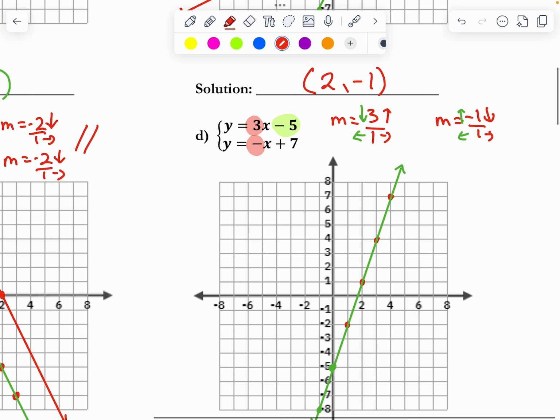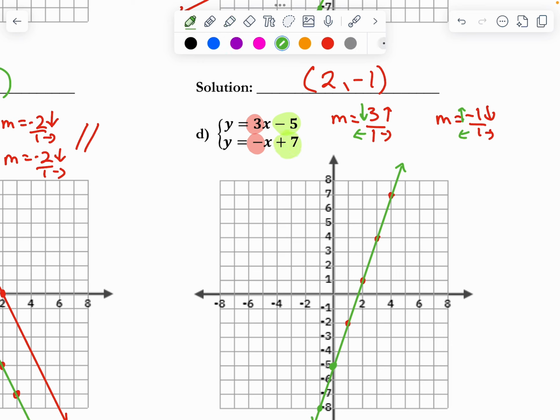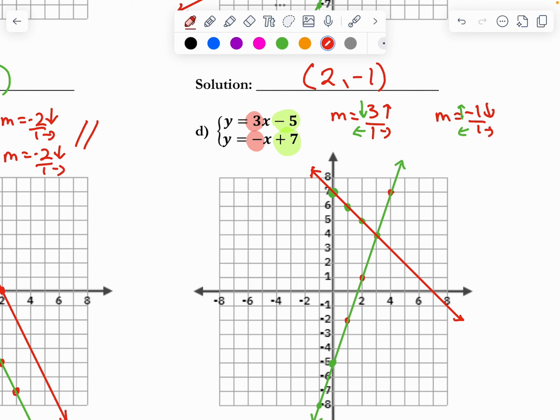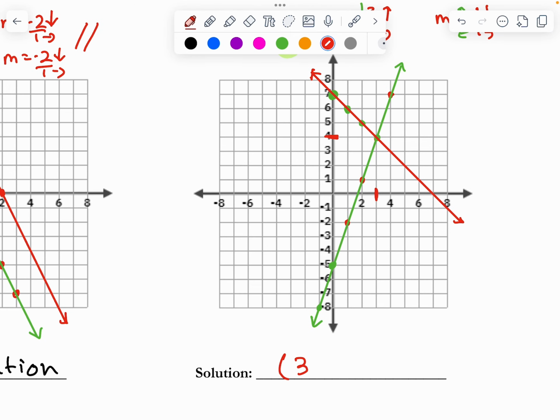We're going to go both directions. Maybe we might not need to. But I know my y-intercept is at 7. So remember, 7 will go right here. Down 1 over 1. Down 1 over 1. It looks like that's going to be my point of intersection right there. And so my solution will be where x equals 3 and y equals 4. So my point of intersection, my solution, is going to be 3 comma 4.